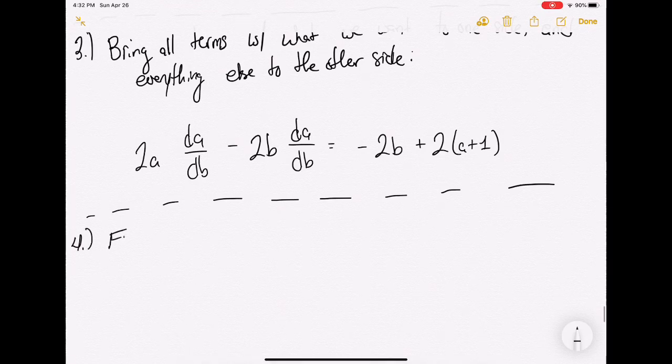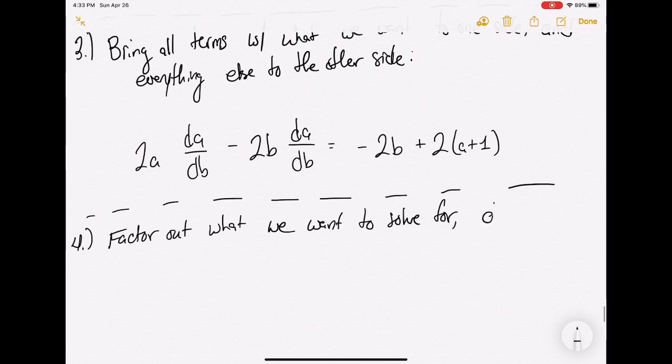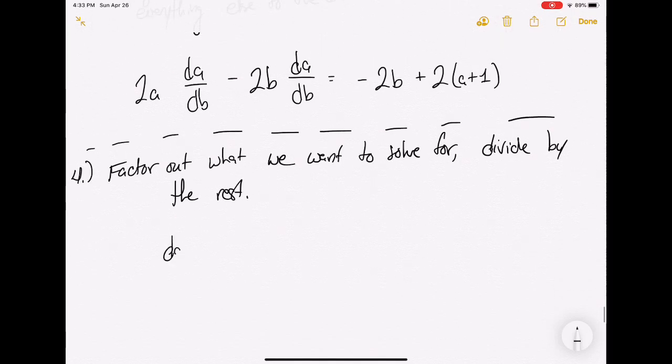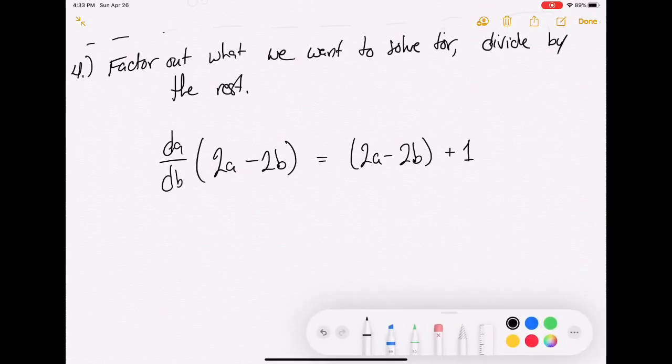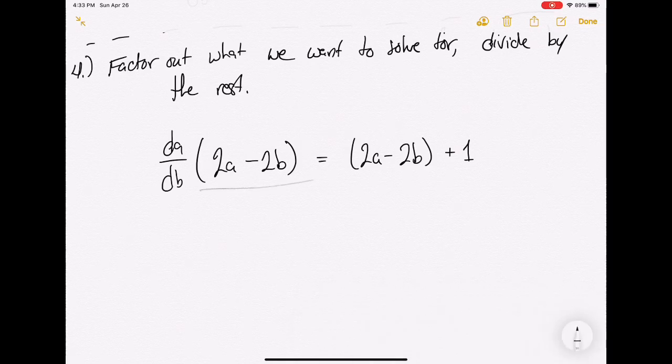Step 4 is factor out what we want to solve for, and then you divide by the rest. So if we factor out dA over dB, we get 2a minus 2b equals, I'm going to rewrite this as 2a minus 2b plus 1. Then if I divide by the rest, that's really me dividing by this 2a minus 2b.